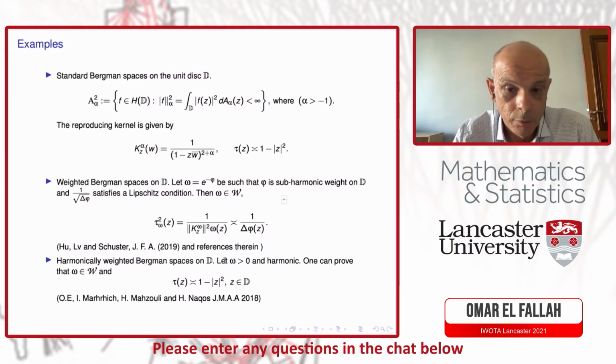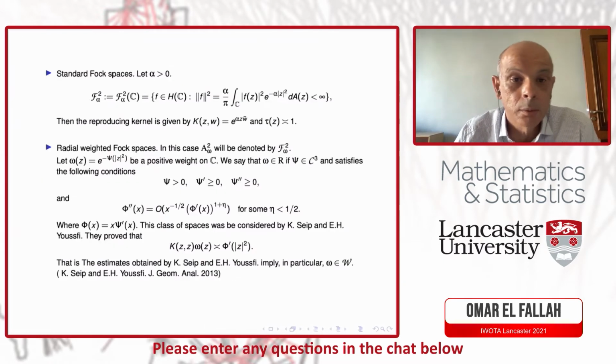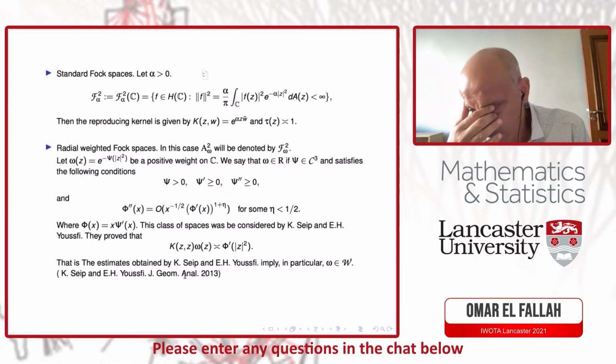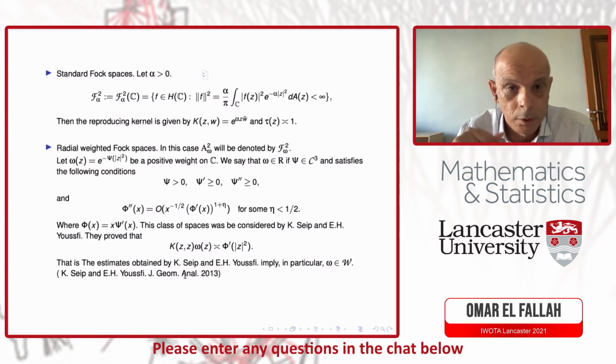Another example: if we suppose that omega is strictly positive and harmonic, then we can see that in this case, the geometry associated is hyperbolic geometry. Here I discussed the unit disk, but in the same way we can have other examples: Fock spaces, standard Fock spaces, or other examples. For example, this example is obtained by Sape and Usfi. And one can find in the literature many examples which satisfy all our conditions.